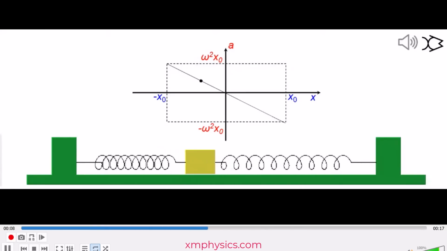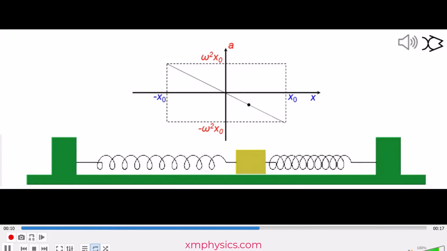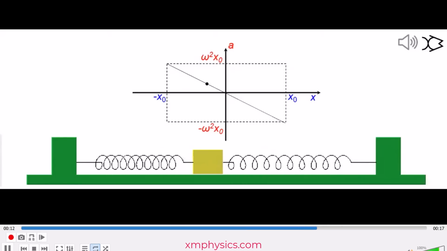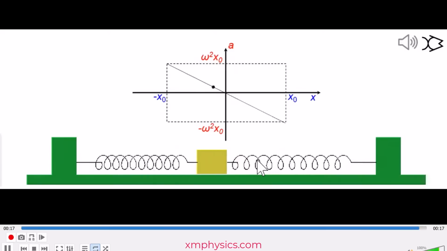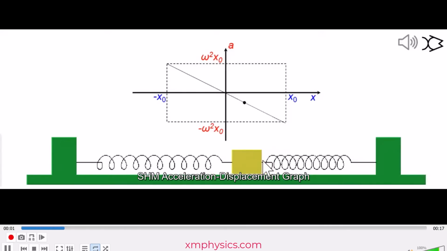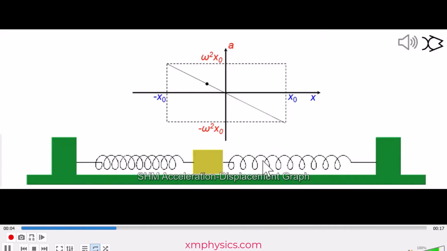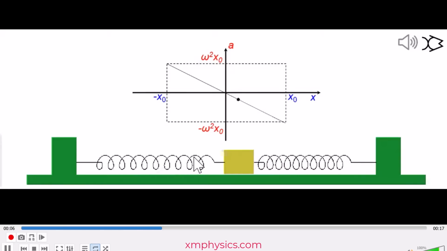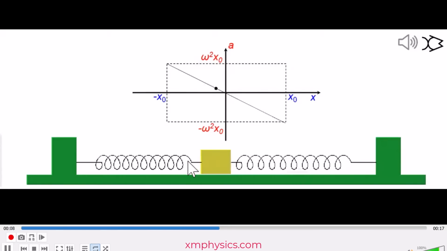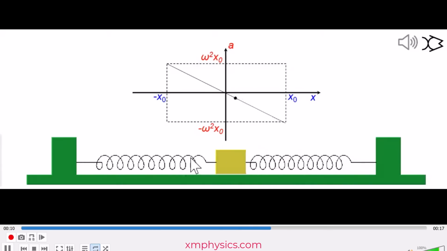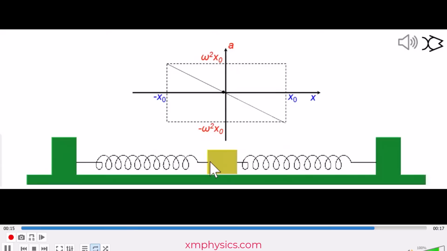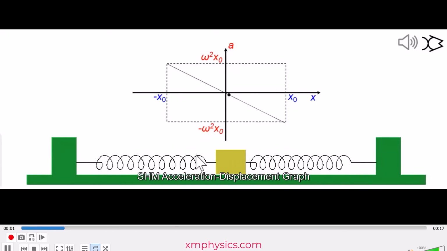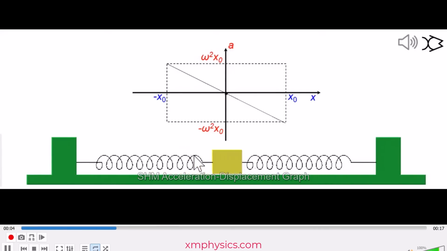And you have to notice that the acceleration is always towards the equilibrium position. The velocity doesn't matter. So for example, whenever you're at this position here, the acceleration is always towards the left, towards the equilibrium position. And whenever you're at this position here, the acceleration is always rightward, again towards the equilibrium position. So the velocity doesn't matter. Whether you're going leftward or rightward, the acceleration is always towards the equilibrium position.